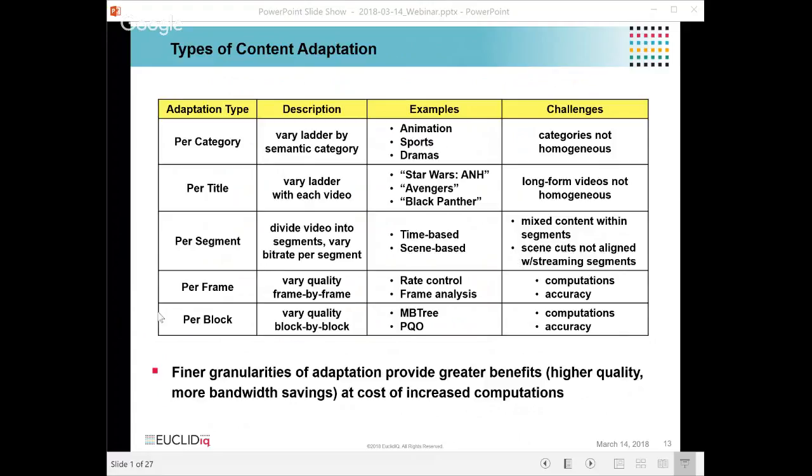The bottom two types of content adaptation, per frame and per block, occur within the encoder and seek to vary encoding quality either frame by frame or block by block based on analysis of statistics within the video. These techniques face the challenges of high computations if they are too complex, or poor accuracy if they are too simple. In general, finer granularities of adaptation provide greater compression benefits, that is, higher video quality and more bandwidth savings, at the cost of increased computations. To place Rhythm's two essential components into the context of this table, PQO that I already discussed is a per-block content adaptation within the encoder, and SABRE that I will discuss is a time-based per-segment adaptation.